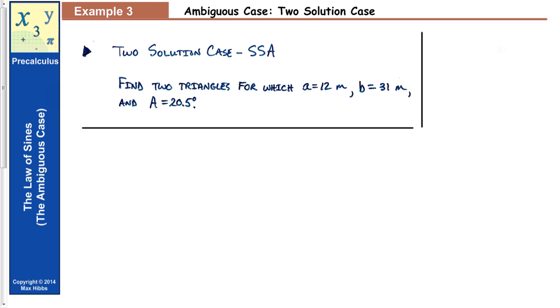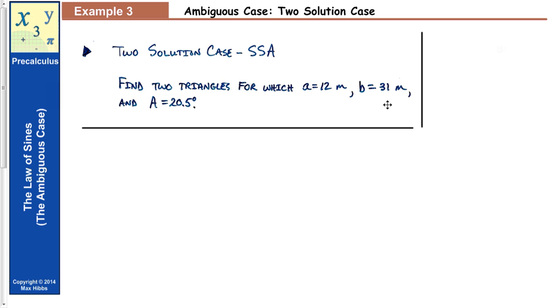Well, again, in advance, we don't know that there's going to be two solutions. But here's what we do know. We've got a triangle that has an angle A of 20.5 degrees and a side that is opposite that of 12 meters. And then we have a second side that's 31 meters.